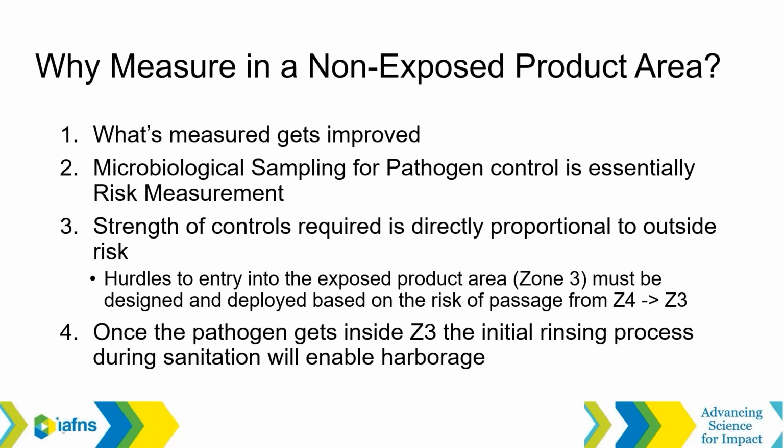Hurdles to entry into the exposed product area must be designed and deployed based on the risk of passage from Zone 4 to Zone 3. If you do not measure, you do not know what it is nor when it changes. Both of those are very critical, as we have found out the hard way. One thing we have learned the hard way is once a pathogen gets inside the Zone 3 area, the food processing area, the initial rinsing process during sanitation will facilitate and enable harborage.